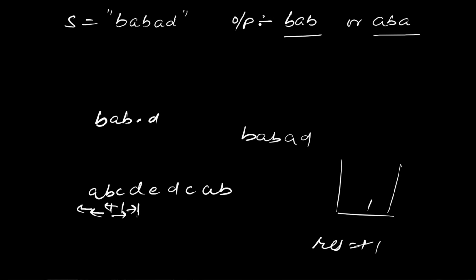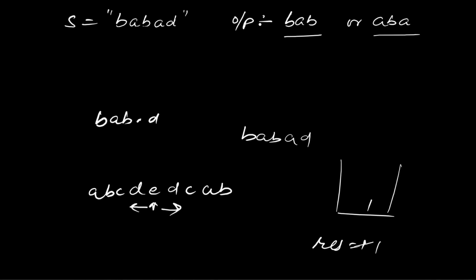We will be at index 3. So again we will try to move left and right simultaneously, and we can see that C and E are not equal, so the result will also be the same, that is 1. Now we are at index 4, that is character E. So from here we will try to move left and right.